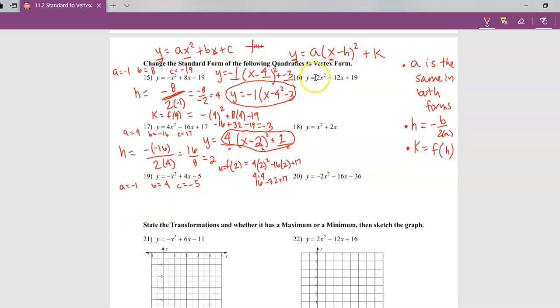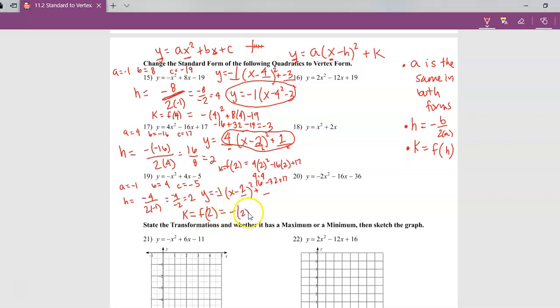So again, we're trying to put it in vertex form, so I'm going to put the skeleton of that equation up here. So y equals blank times x minus blank squared plus blank. So a is the same a, so this would just be negative 1 out front. H is equal to negative b over 2a, which is negative 4 divided by negative 2, or 2. And k is equal to the function evaluated at our h value, which is 2.